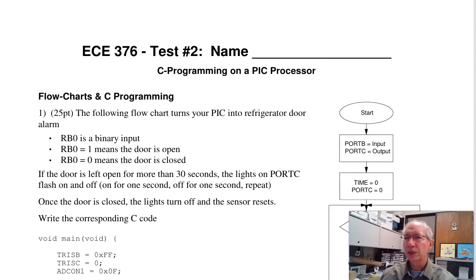Here are solutions to test number 2 for ECE 376 for fall 2025. In this test, we're looking at C programming on a PIC processor along with some statistics. The first problem is to go from a flowchart to a C program.